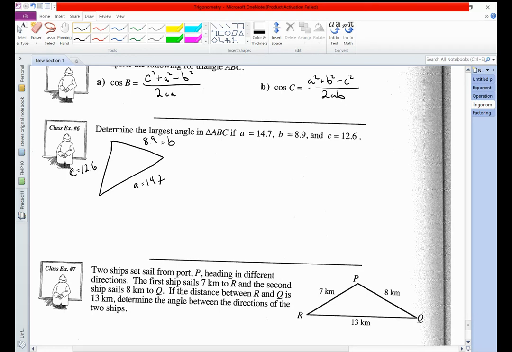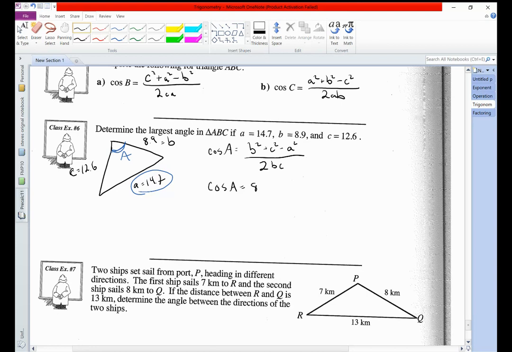So determine the largest angle. Well, the largest angle is going to be across from the largest side, which makes sense, right? The largest side is creating the largest angle, so that means this is our largest side, which means this is our largest angle, which is angle capital A. So we can use our formula. Cos of A is equal to B squared plus C squared minus A squared over 2BC. And we can just fill in what we know.